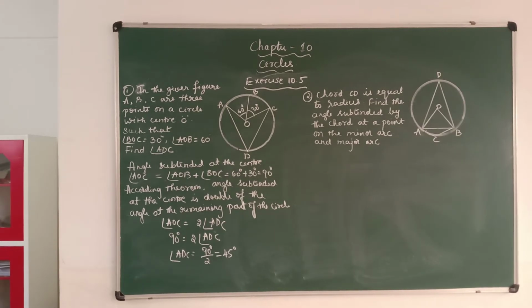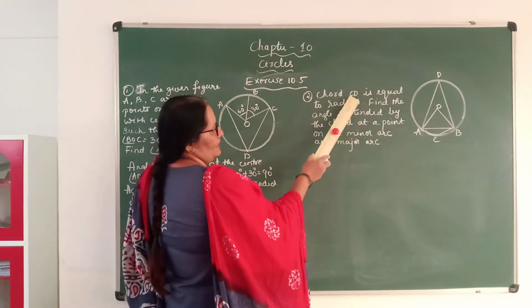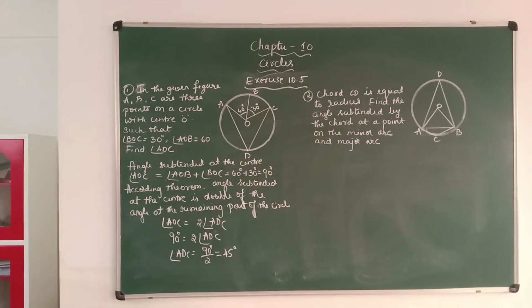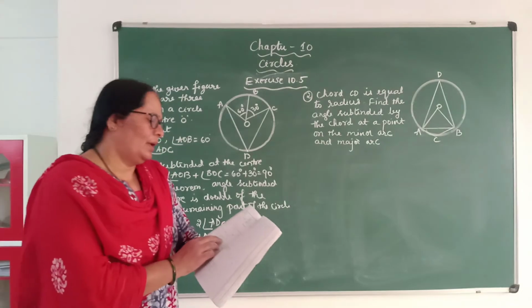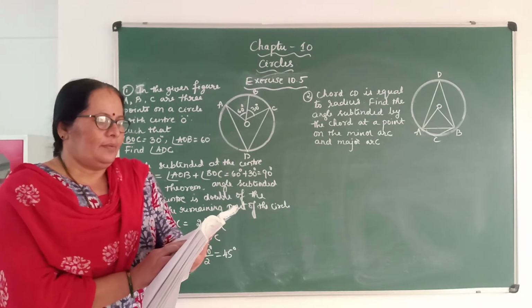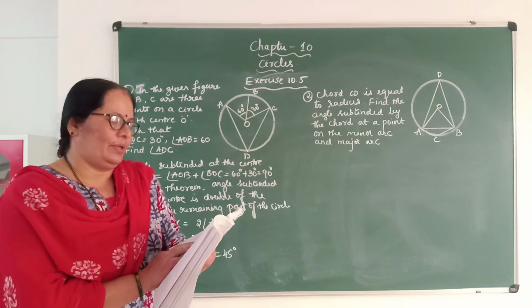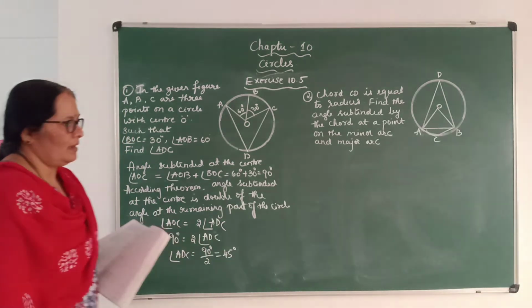Now, second sum. Question number 2. Chord of a circle is equal to the radius of the circle. Find the angle subtended by the chord at a point on the minor arc and also at a point on the major arc.